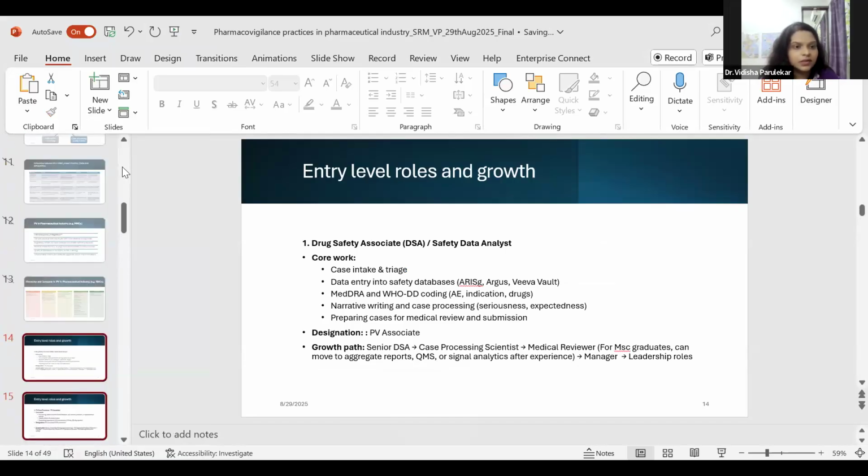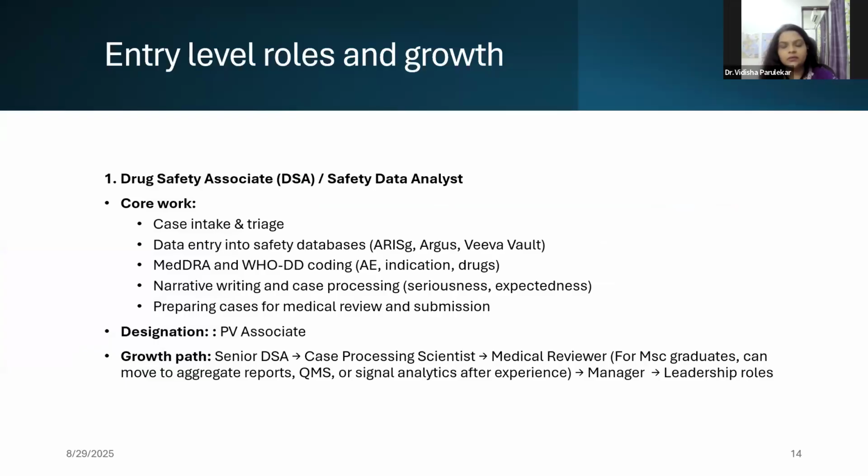All right. So these are the entry level roles. They're the same in the BPOs like Cognizant, TCS, or Accenture. These are the same: drug safety associate or data safety analyst. So you have to triage the case, intake is there, data entry into the safety database, etc.